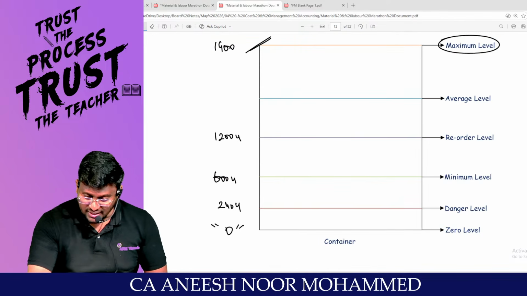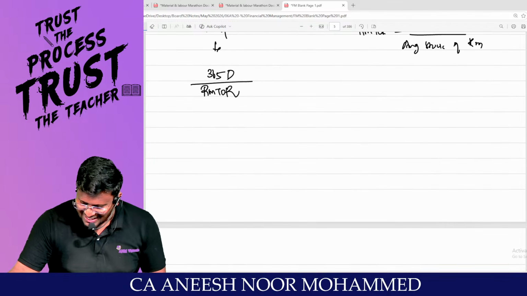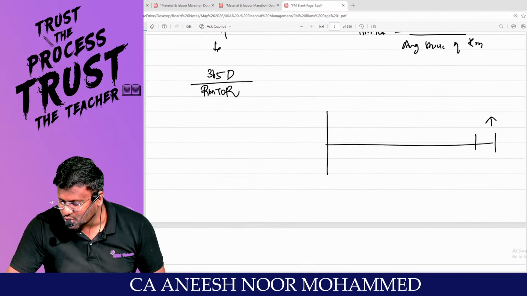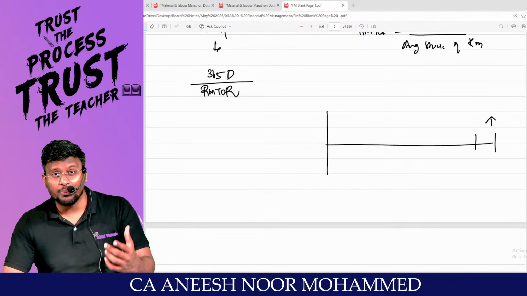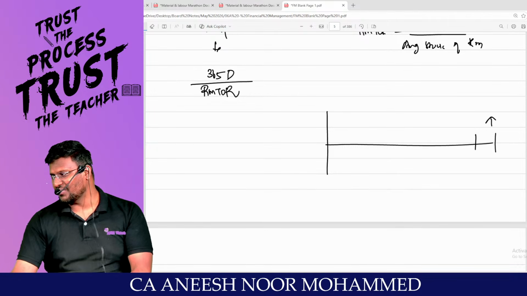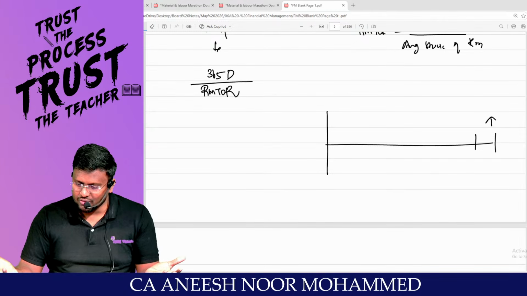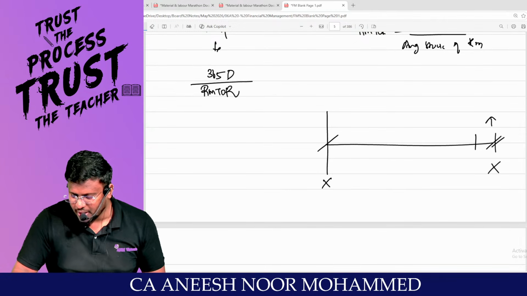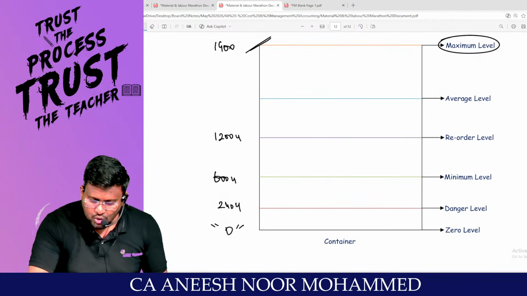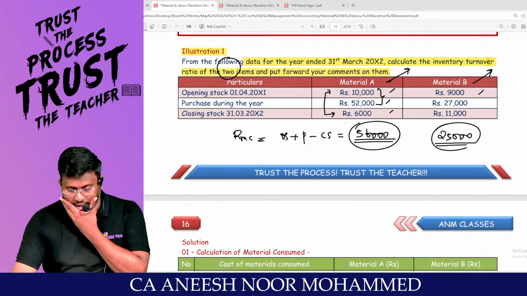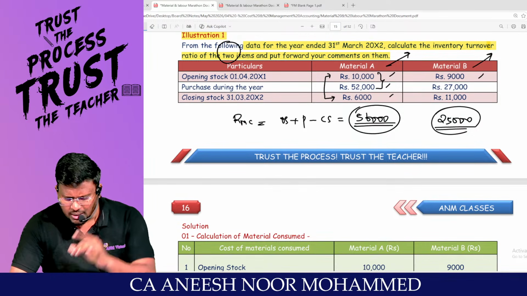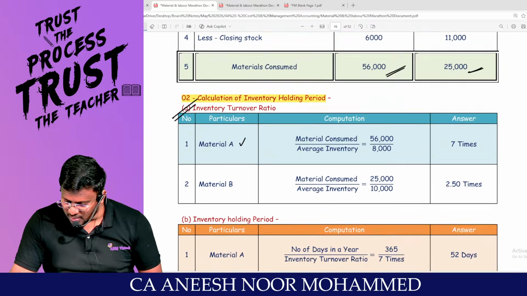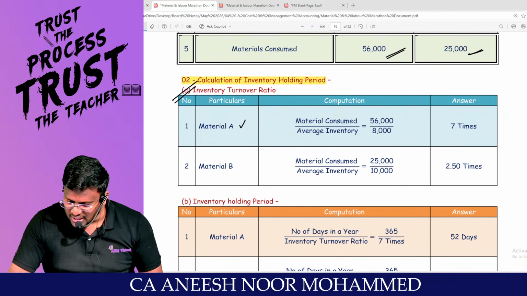Average means I will not take either the opening stock or the closing stock. Because in costing, if you have purchased very recently, there is a huge chance that my closing stock may go up. So if I value based upon the closing stock, I will be in big trouble. Don't rely on closing stock or opening stock; the average stock is what matters. So 10,000 plus 6,000 is 16,000, divided by 2 is 8,000. So 8,000 is the average stock.